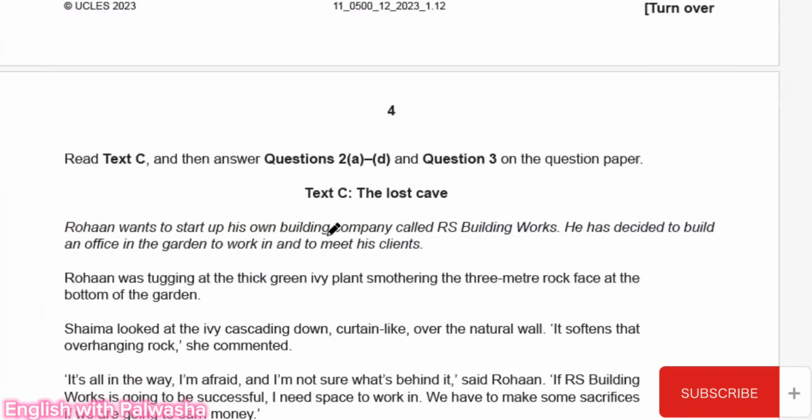And then you have the text C. You have to give a reading to this whole text C. From this, you're going to answer question number 2, parts A till D, and also question number 3. So you can see that we have altogether 3 questions, 1 to 3, and these 3 questions are further divided into parts.